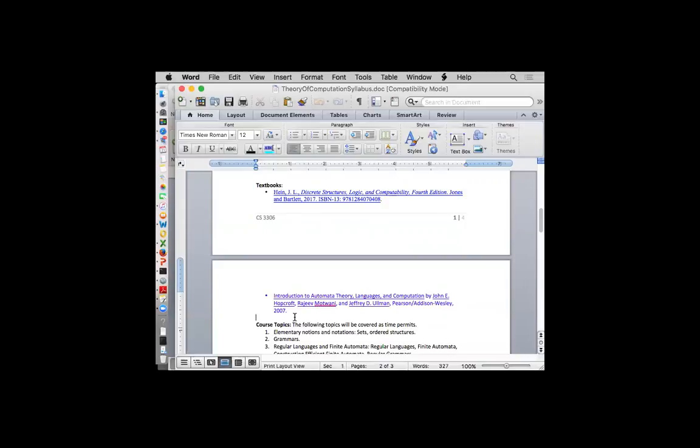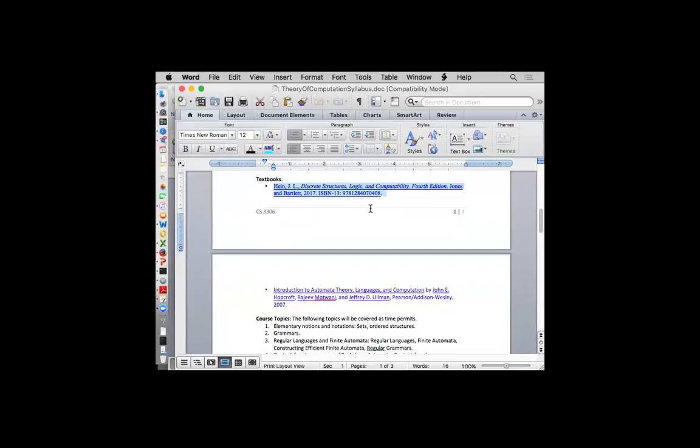Did you use this book in Digital Logic or something like that? No, not Digital Logic. Discrete Math? No. Okay, I thought somebody told me you used the same book in Discrete Math, but I guess not. Try to get a hold of these two books as soon as possible.